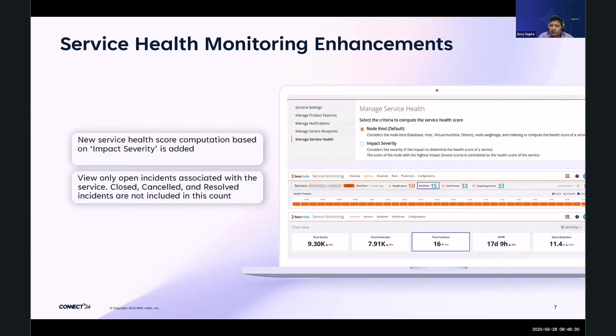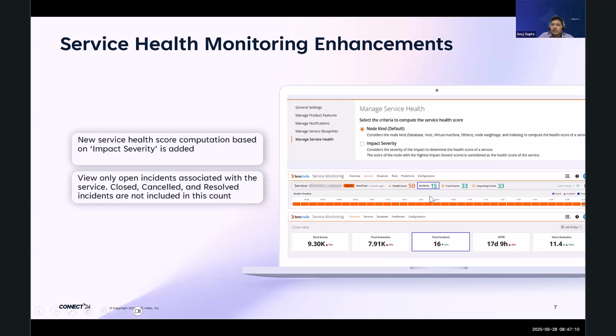Service health monitoring enhancement. As I mentioned, we have this flexibility in terms of defining the health score. We have provided configurations for how you want to compute the health score for your service. By default it is the node kind, which is there today also. In addition, users and customers have asked for an alternate mechanism, which is impact severity based, and that is now available. Once you select it, the health score computation will automatically do its job as per the selection.